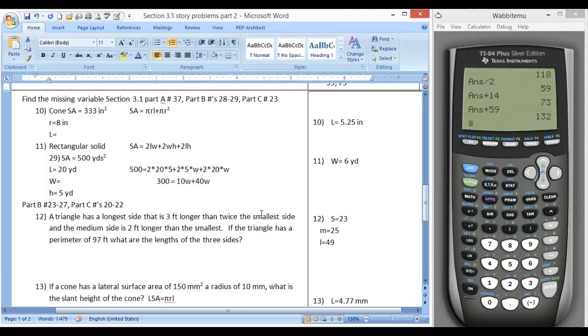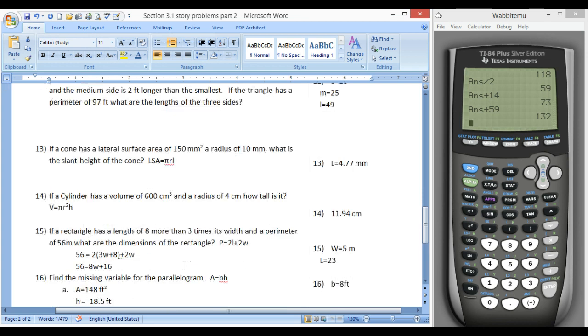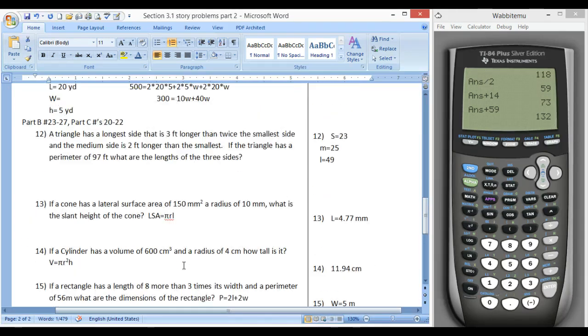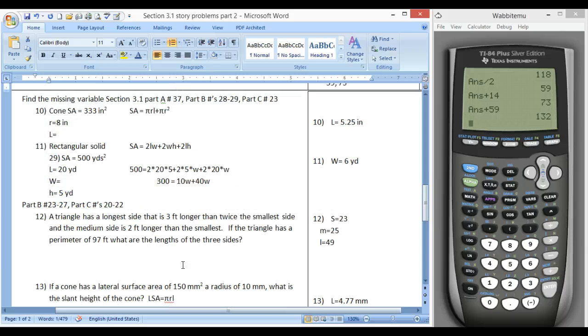Let's go ahead and make a part 3 on this, since this is already 25 minutes long, and we'll go ahead and move through the story problems and the formulas for the triangles and the rectangular solids and the cones for the next portion.